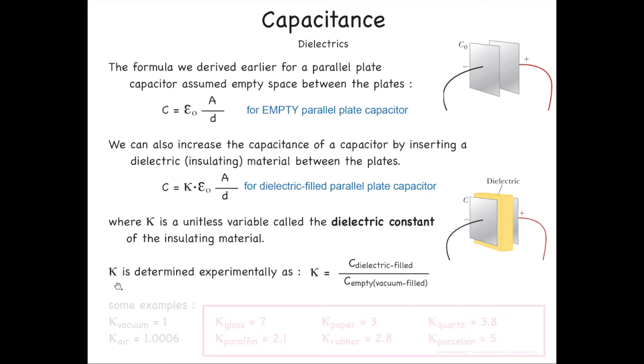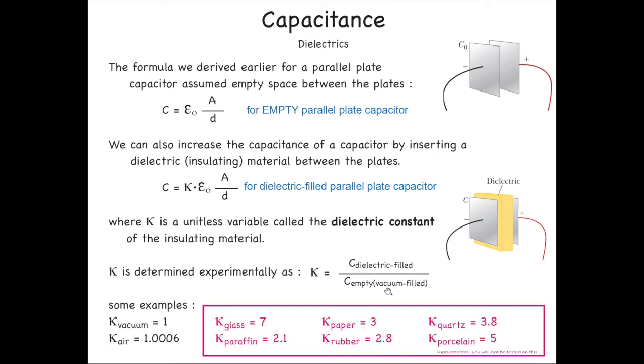The value for kappa, the dielectric constant, is actually determined experimentally as simply: what is the capacitance of a dielectric-filled parallel plate capacitor compared to what it would be if the exact same configuration were vacuum filled? So something that increases the capacitance of a particular configuration of parallel plate capacitor by a factor of 7 would have a dielectric constant of 7, such as the case of glass.